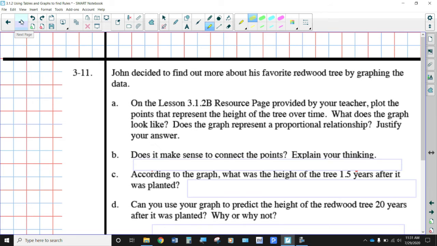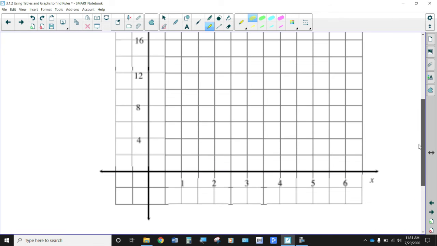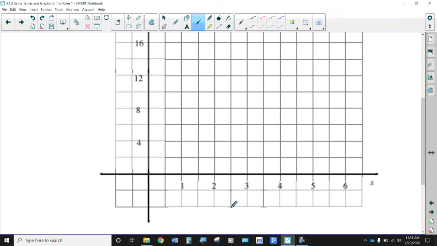So what we're going to do is we're going to take all of these points where this part of our table represents the number of years, which is our x-axis, and this represents the height, and I believe they said that that height was in feet, correct?